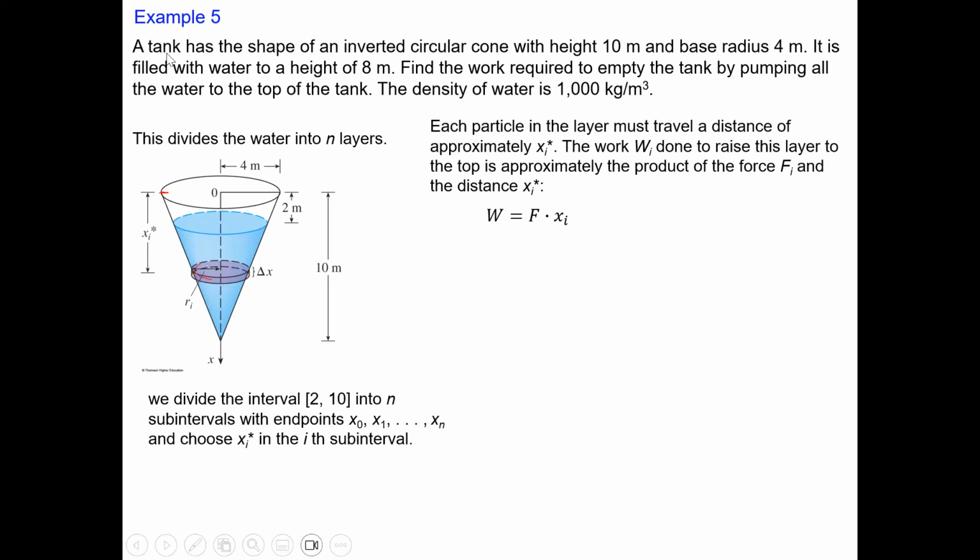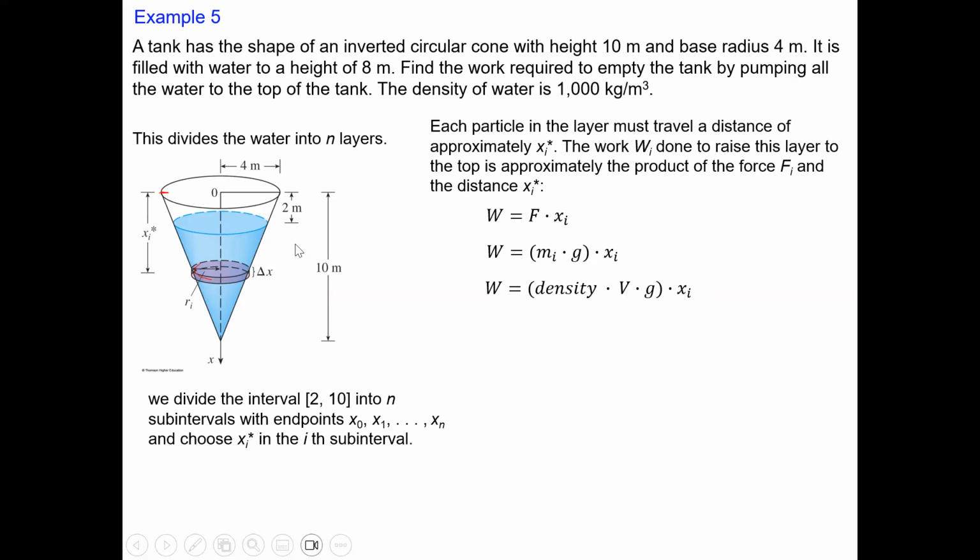And then again, that water outside. That means I will call the distance x sub i, the distance from the top to the disk. Now force is mass times acceleration due to gravity. The mass, it's water, so we need the volume of that disk times the density. Yes, mass is density times volume. Then acceleration due to gravity, and the distance that we're moving the water up.